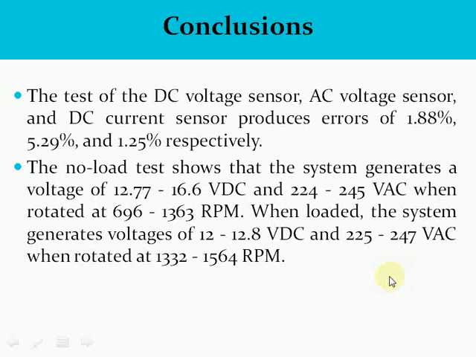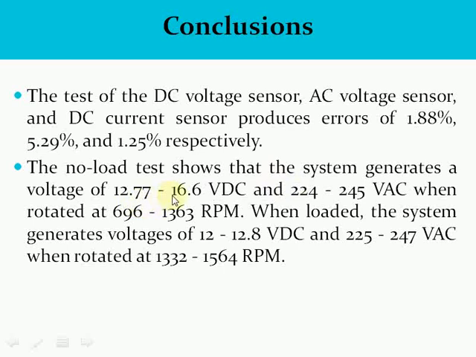Okay, we arrive at the conclusion. The tests of the DC voltage sensor, AC voltage sensor, and DC current sensor produce errors of 1.88%, 5.29%, and 1.25% respectively.